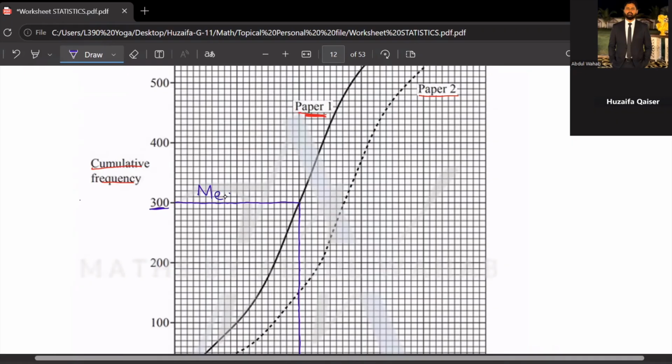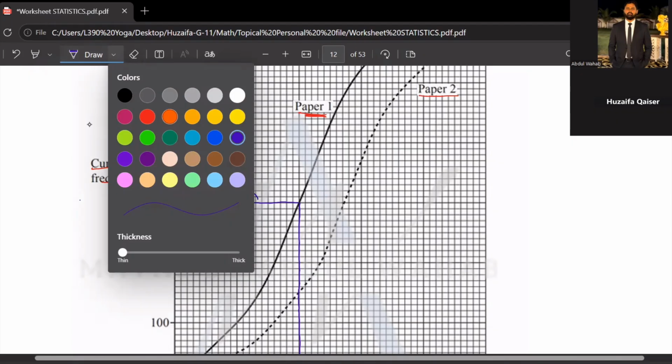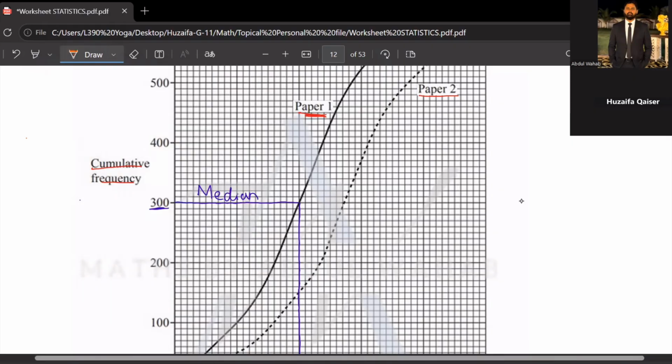Now, is that okay to you? Any problem? Is that okay? Do you understand how to find the median from the cumulative frequency curve? Do you understand how to find the median from the cumulative frequency curve? Is that okay? Sir, I can understand how to find the median. Okay. Now we move on.